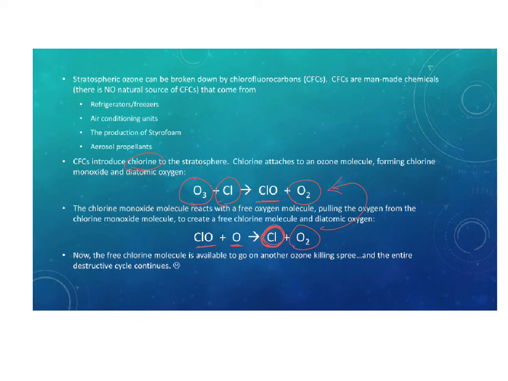So one chlorine molecule can create this cycle over and over and over. It can rip apart 100,000 ozone molecules. One chlorine molecule can rip apart 100,000 ozone molecules. We're going to talk about that more in just a second, but it's a very destructive process. Now, the free chlorine molecule, like I said, is available to go on another ozone killing spree, and the entire destructive cycle continues.